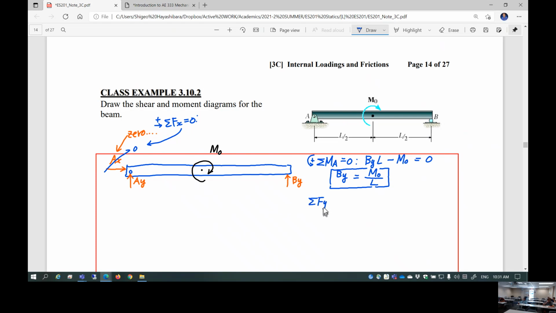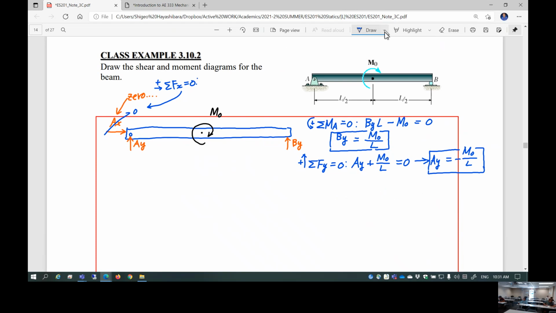Summation of the force in y direction set equal to 0. This is going to be AY plus M0 over L is equal to 0. This is going to give you AY, support reaction, is negative M0 over L. This is support reaction AY represented by external moment M0 and the length of the beam L. Okay, so that's the first step.